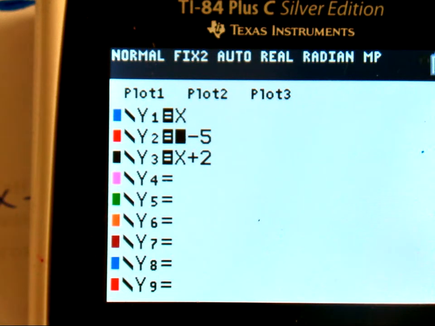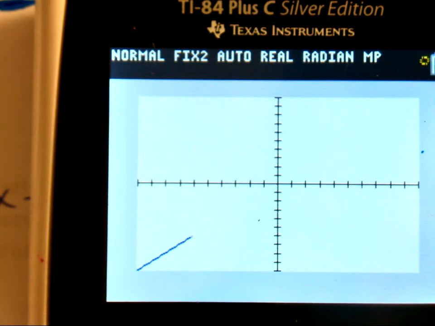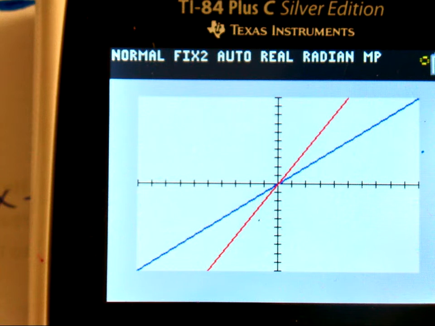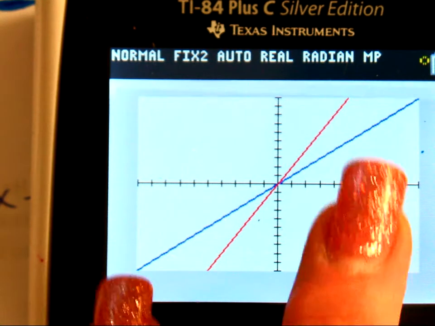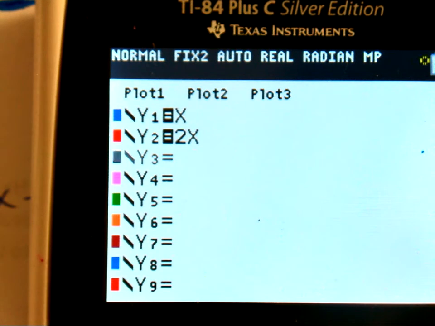So watch what happens right away when I change this. Go ahead and hit graph. Did you have a question, JC? No. So it took my original y equals x. It's still going through the origin. It just made it steeper. Make it steeper still. Type in another coefficient. If that's 2x, what would 5x look like? So play around a minute.